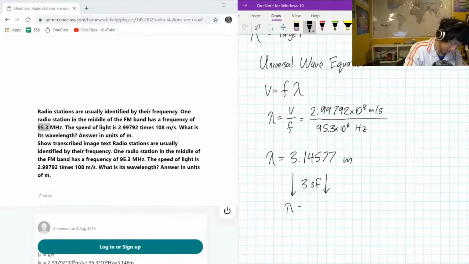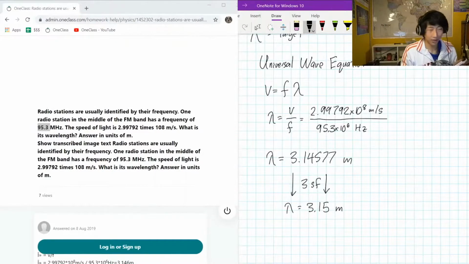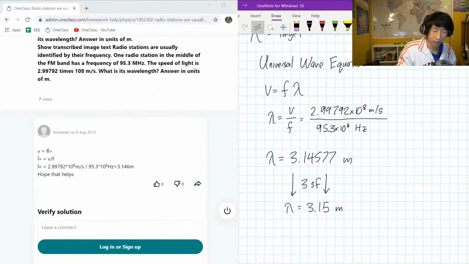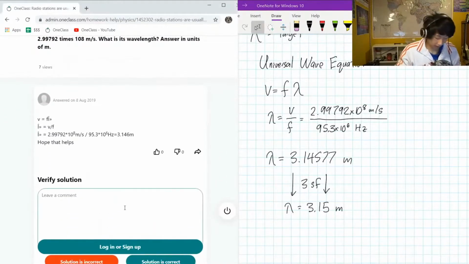So our lambda is going to be officially 3.15 meters. Now I know it's tempting to do 3.14 because everyone likes eating pie, but if we're going to round this properly, it has to be rounded properly. So 3.15 is going to be our wavelength. Yeah, and we pretty much came to the same conclusion here. Just watch out for sig figs.